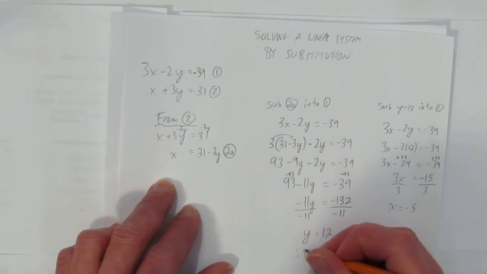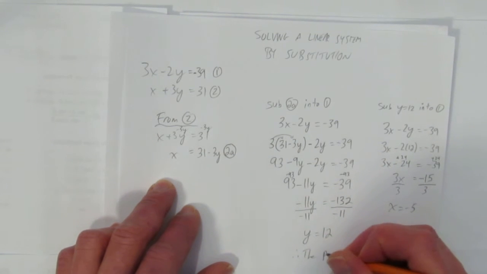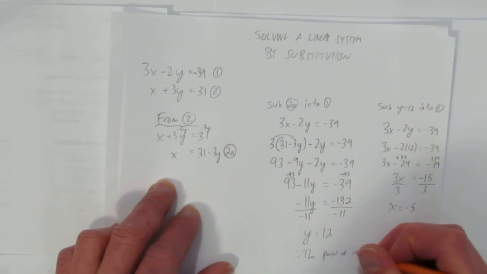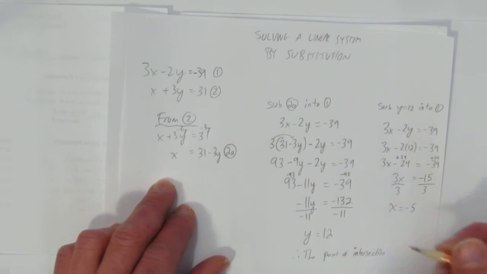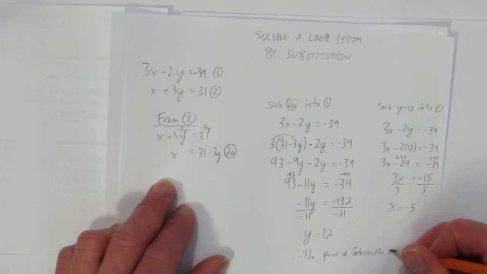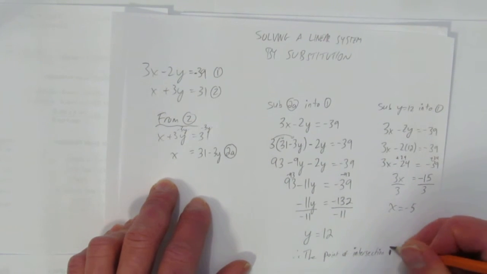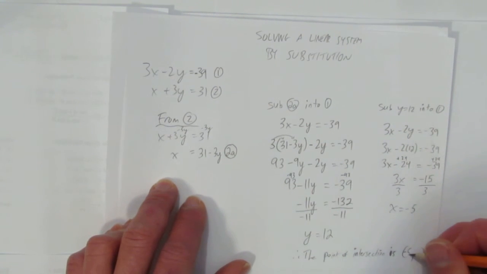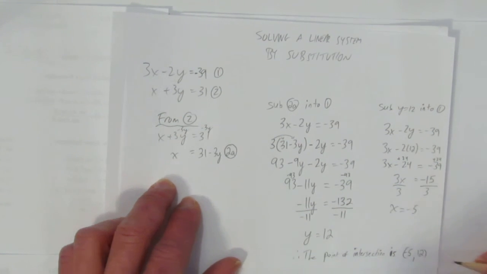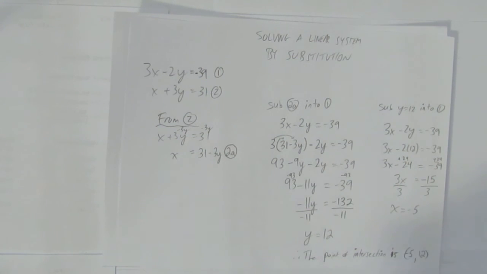Therefore, the answer, or the point of intersection, that is, when we solve these two equations, what we're really doing is finding the point of intersection. So the solution, or point of intersection, is a point. So we write it with brackets and a comma. The x is negative 5, and the y is 12. We have solved this linear system by substitution.